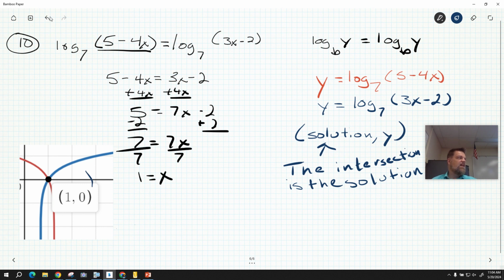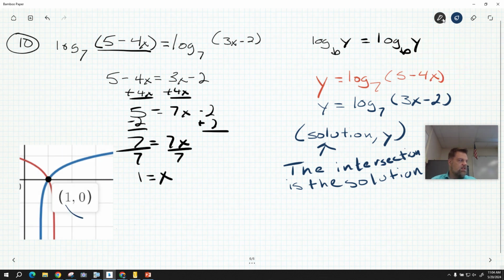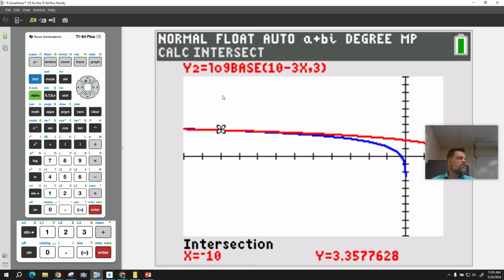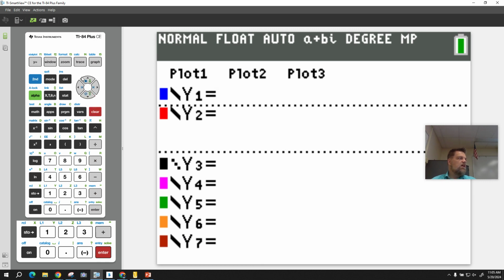Remember, one last thing. Remember that the x value of where they intersect is the solution. Okay? That's the solution. All right, real quick, let me show you how to do this on the graphing calculator. Same thing, you're going to come in here, you go to y equals. Let me show you how to put that in there.